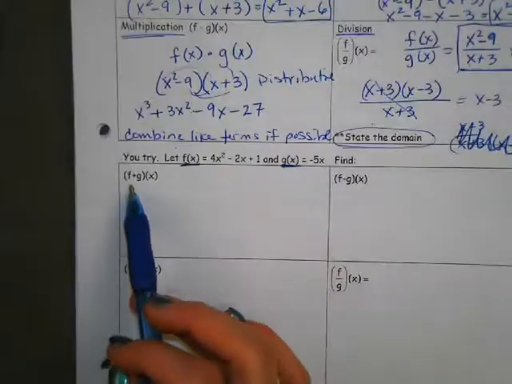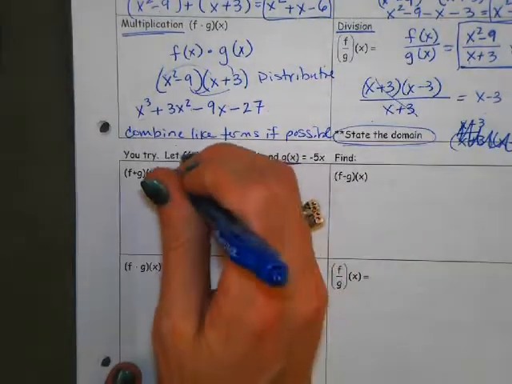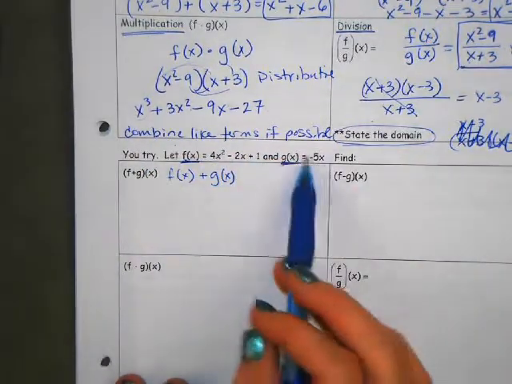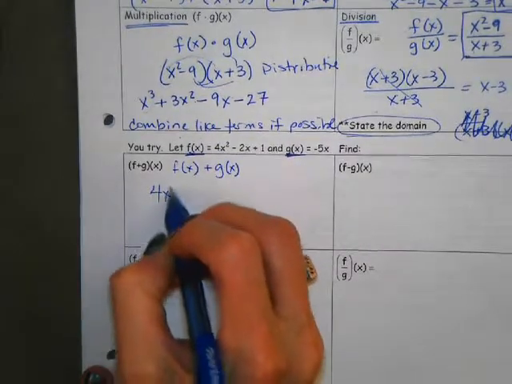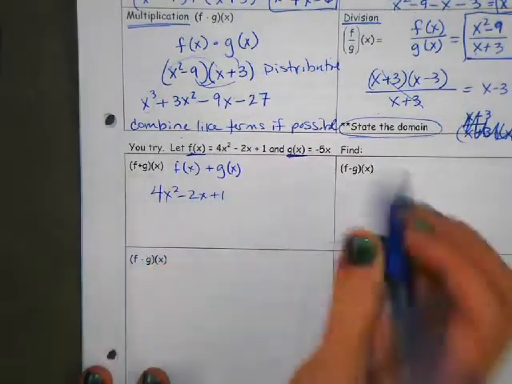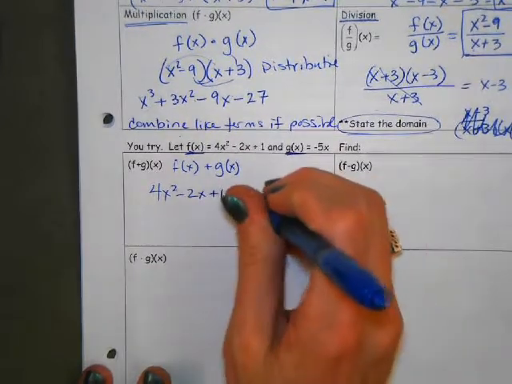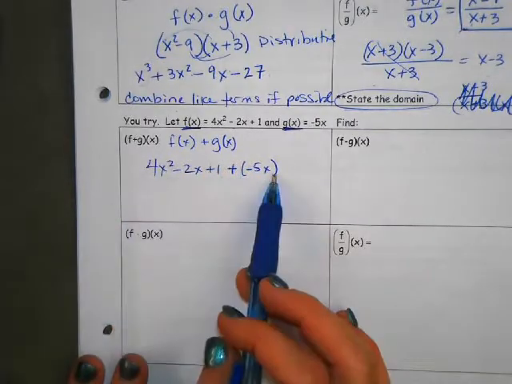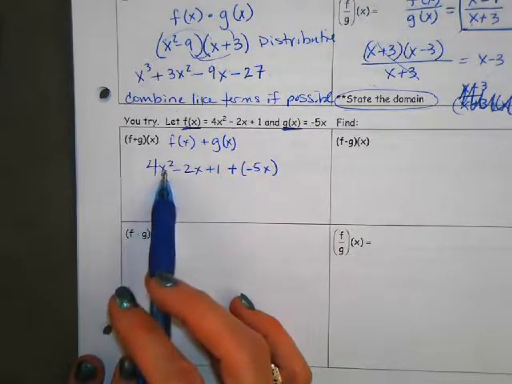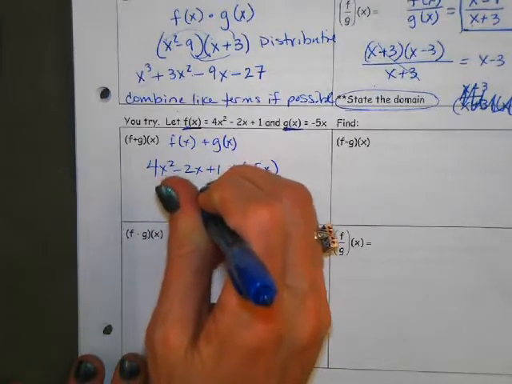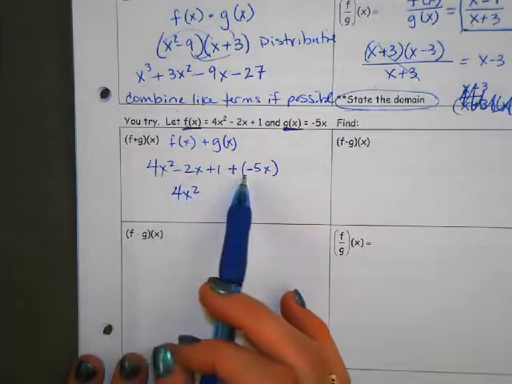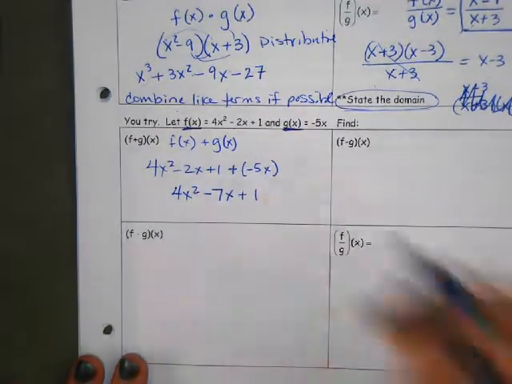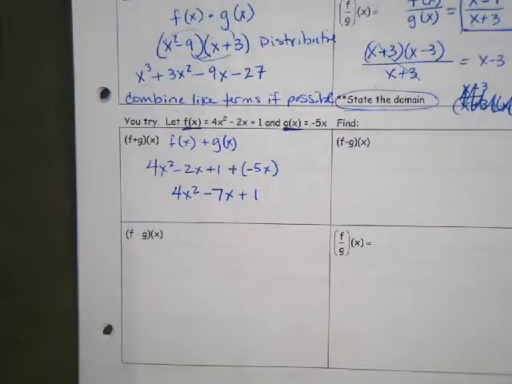You have to recognize what it's asking. It's f plus g of x, so it wants to take the f of x and add it to the g of x. It's just saying take this equation and add to that equation. So I'm going to have 4x squared minus 2x plus 1, and I'm going to add a negative 5x. So I'm going to combine my like terms. I look for x squares. I only have the one, so it's 4x squared. I have a negative 2x here and a negative 5x here, so it's minus 7x, and I have a plus 1. So that would be your final answer there.